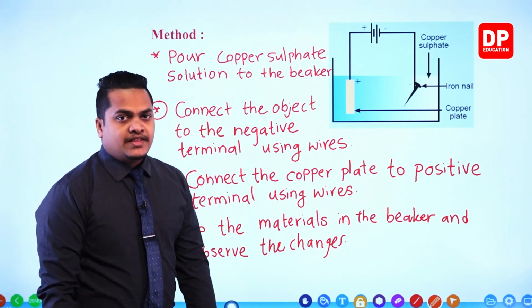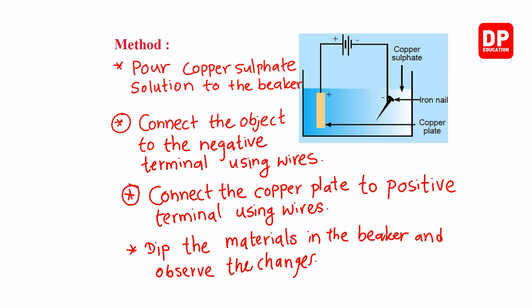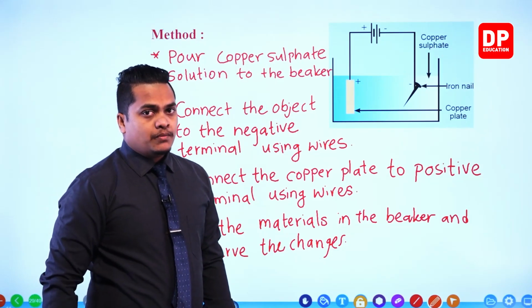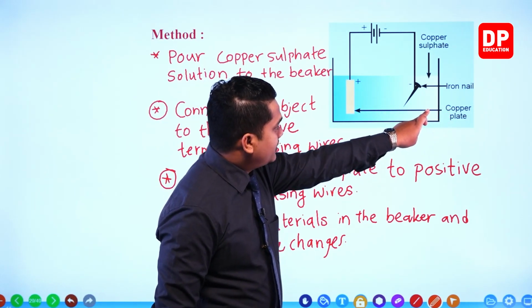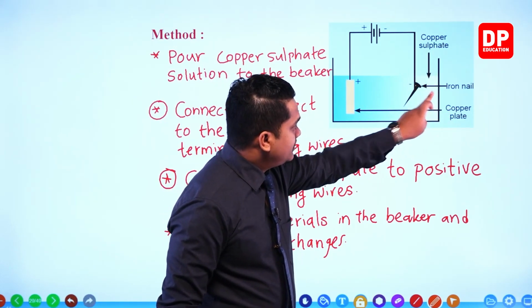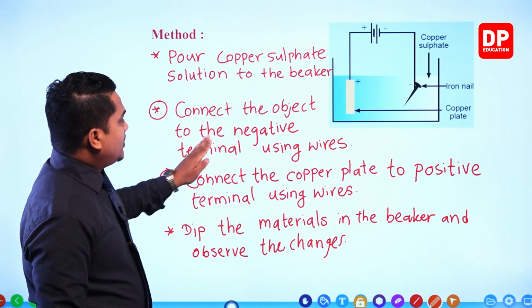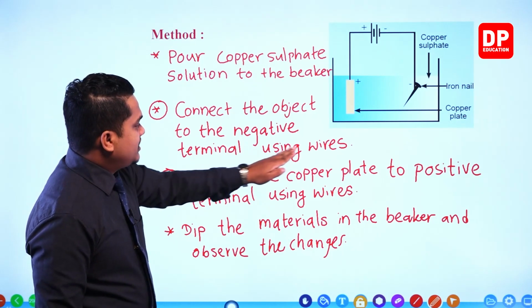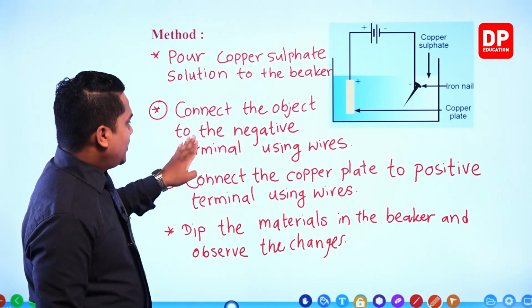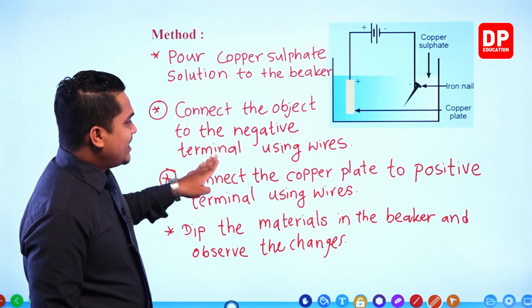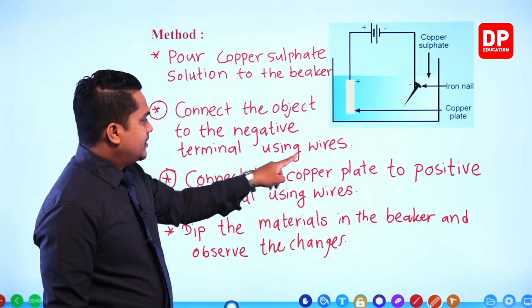So this is the method. Pour the copper sulfate solution to the beaker. First of all, to the beaker you have to pour the copper sulfate solution. So this is the beaker and this is the copper sulfate solution, my dear children. Then connect the object to the negative terminal using wires. It's important to connect the object to the negative terminal.